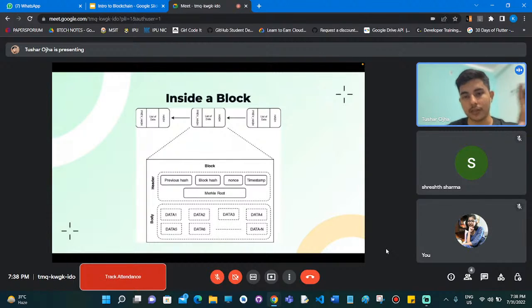So there's something called a nonce. It's basically a number, let's say 4571932, some kind of number. There is a timestamp, the time at which this block is being created, and there is a Merkle root. So there is a Merkle tree. How does a Merkle tree work?